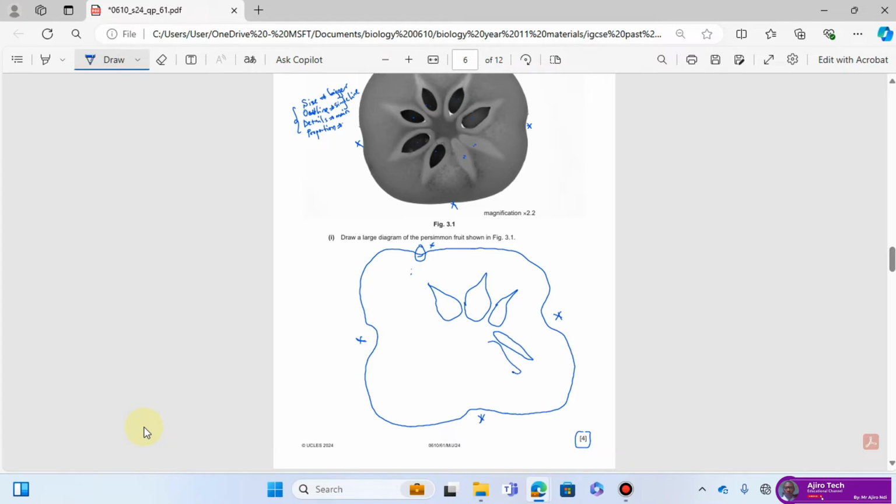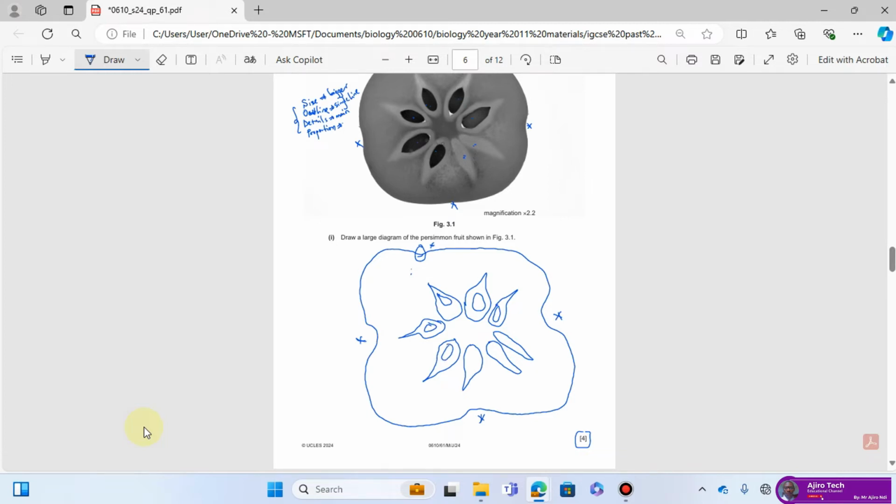So don't mind me, I'm trying to draw using this. That we have this, okay, we have this, and finally we have this. So that's what we have. Of course, this has fruit in it, fruit, fruit, fruit, and fruit.